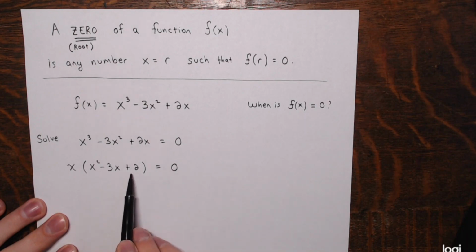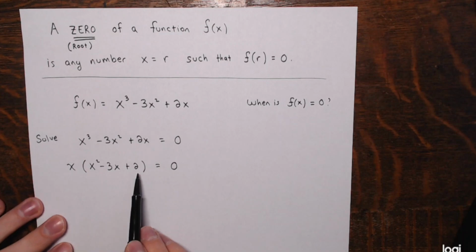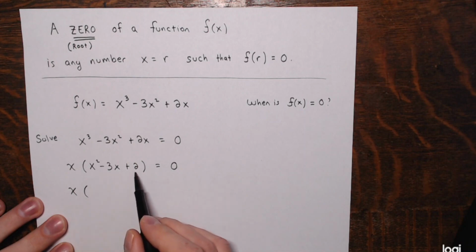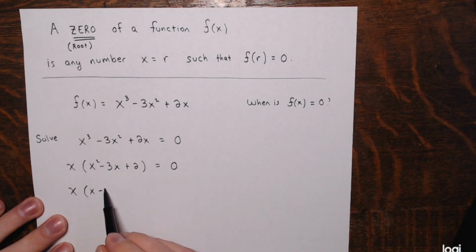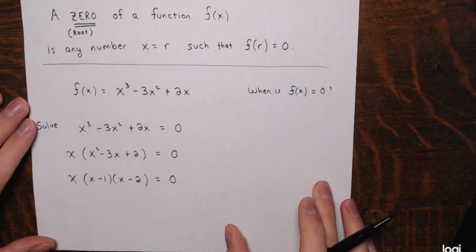And then this quadratic, x squared minus 3x plus 2, if that weren't factorable, that'd be fine. You could use the quadratic formula to figure out what makes it equal 0. But it is factorable. This factors even further. So we have x still, and then x squared minus 3x plus 2 would factor to x minus 1 times x minus 2. All right, and now I have what I want.